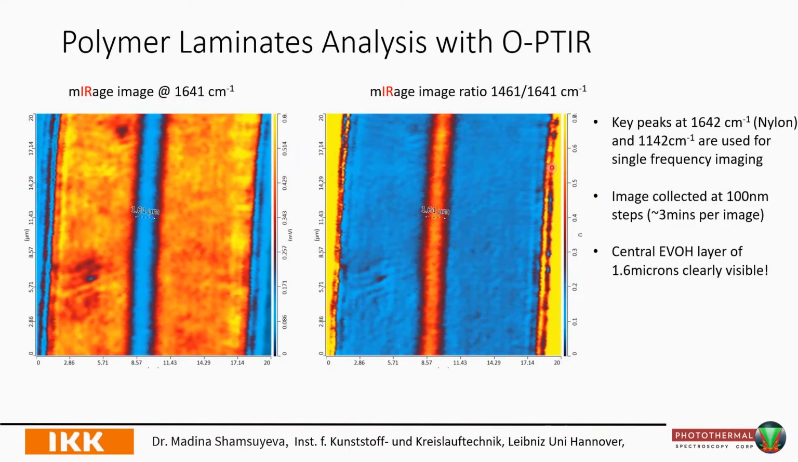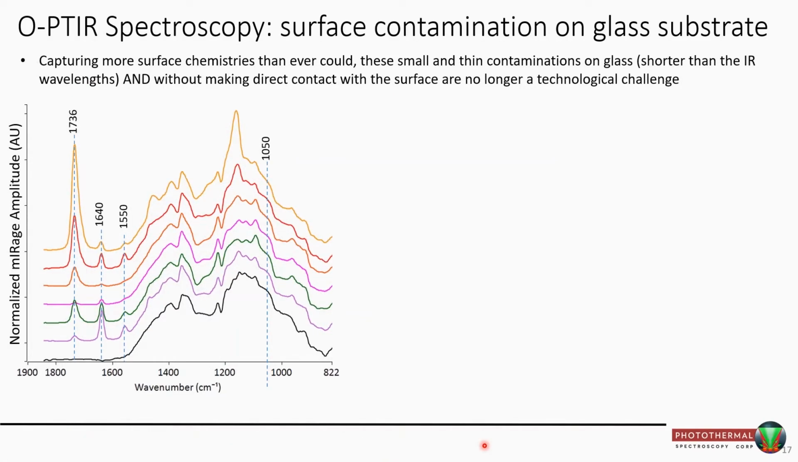So if we do some single frequency imaging and ratio those two peaks together, it really highlights that there's a very thin 1.6 micron layer in the middle of EVOH. So this is all in the infrared. We're measuring 1.6 micron layers. This is courtesy of IKK, the Leibniz University in Hanover.